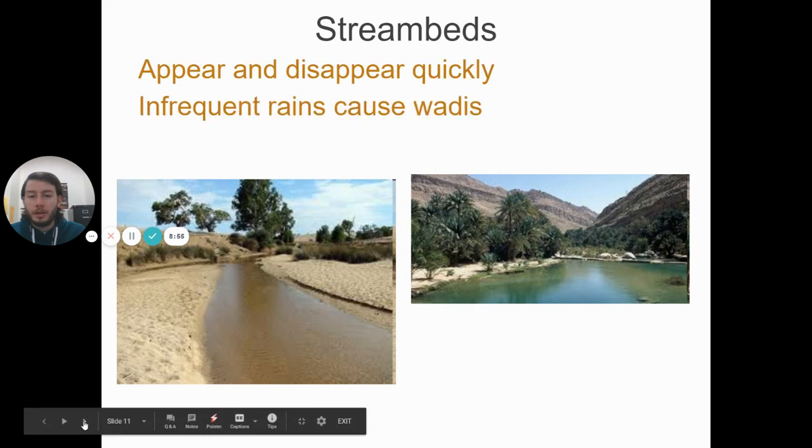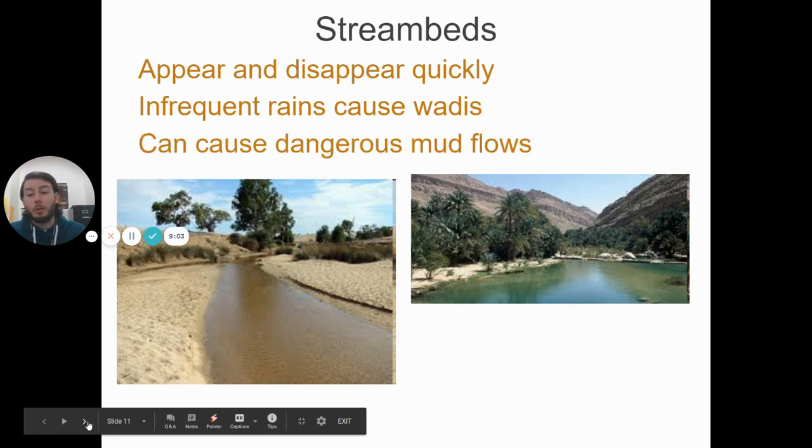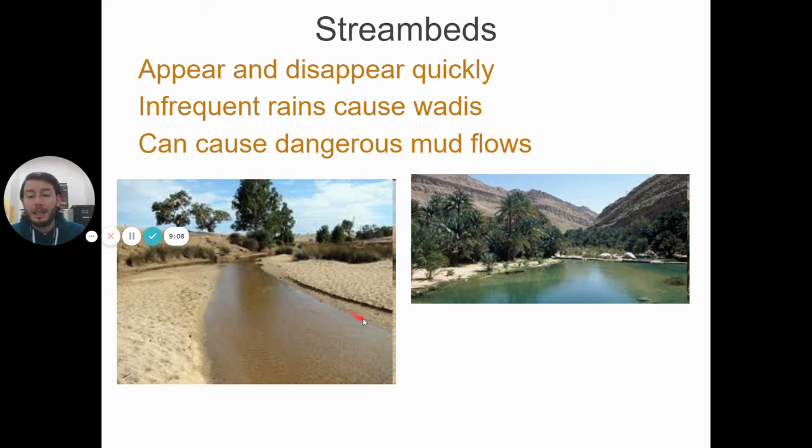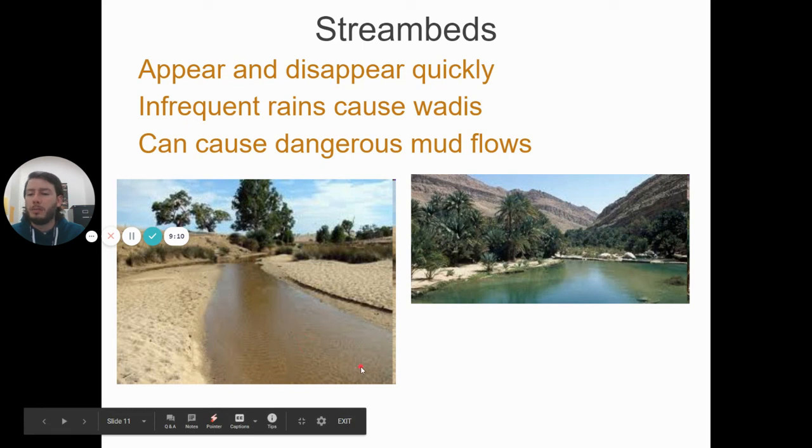Okay, stream beds, they appear and disappear quickly. They're kind of like flash floods, but in a desert. So they have infrequent rain, and when they do get rain, it comes down all at once, and it can cause like a mudslide, but they call them wadis. And that's where you have sand and water mix, and it turns into mud. It can move very quickly, it can be dangerous, and causes mud flows.